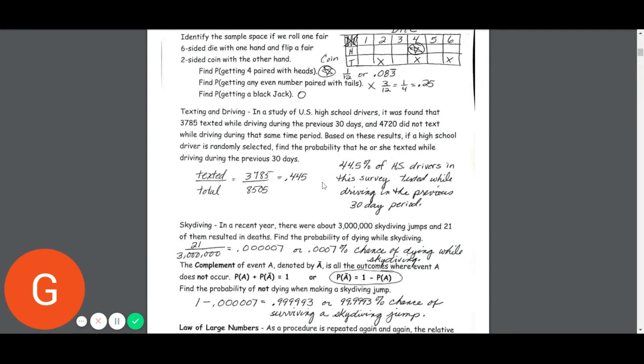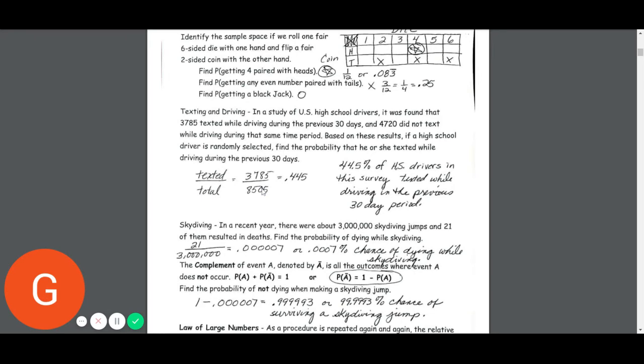Based on these results, if a high school driver is randomly selected, that's a phrase we're going to find a lot in this class, find the probability that he or she texted while driving during the previous 30 days. So we're looking at a part out of the total. We need to figure out the total by adding the number that texted plus the number that did not text. That's the first thing: we need to come up with our total. That's what goes in our denominator.